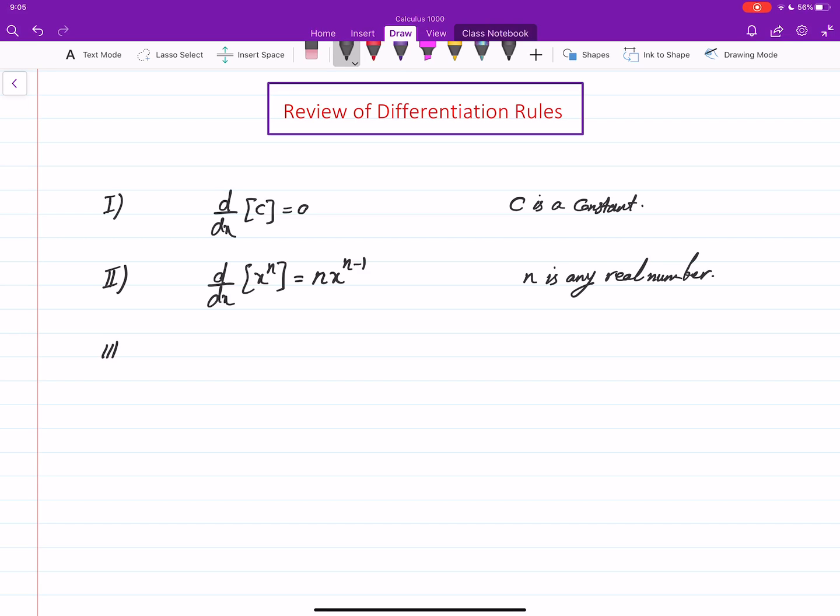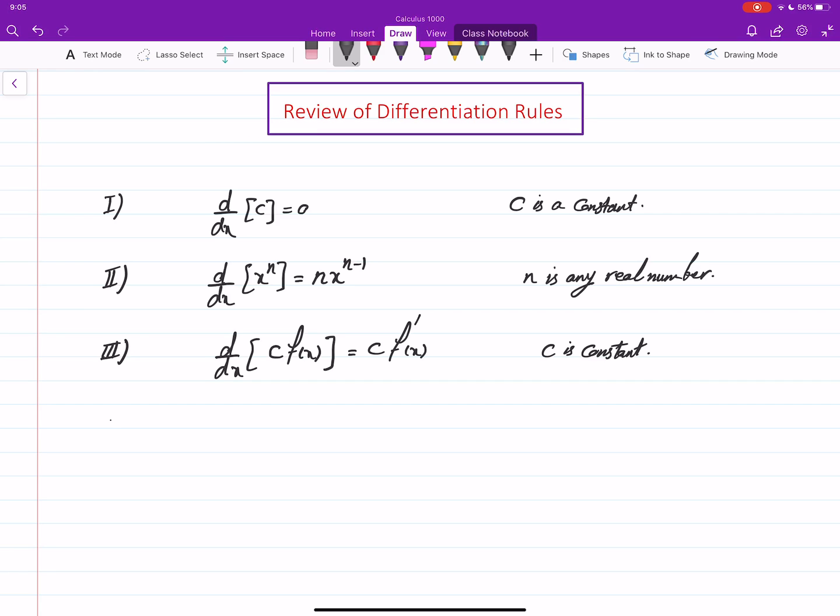Then the third rule, here we call it the constant multiple. If a function f is differentiable and you multiply it by a constant c, then it is again a differentiable function, and the derivative of cf is c f prime of x. C is constant.